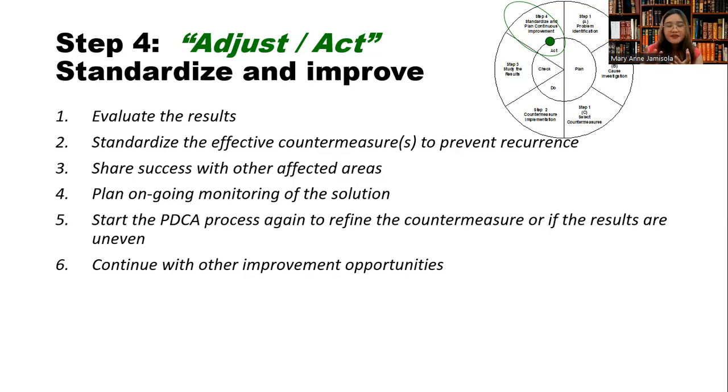Okay. So, and then share success with other affected areas. So share the results so that the other departments can also use this to address that same problem, and then plan an ongoing monitoring of the solution. Start the PDCA process again to refine the countermeasure if the results are uneven. Okay, and then continue with other improvement opportunities. So again, after we reach the last phase, which is your act phase, we need to do PDCA again and again to perfect our countermeasures so that in the future we will not be encountering the same problems anymore.